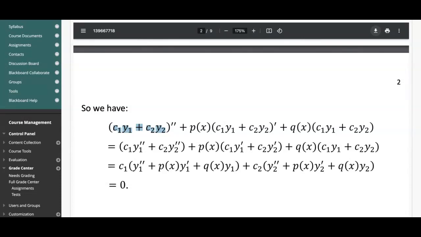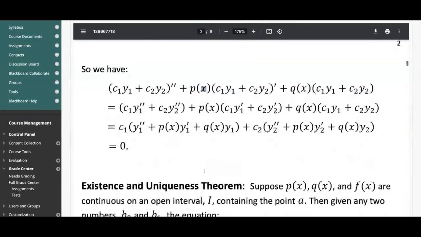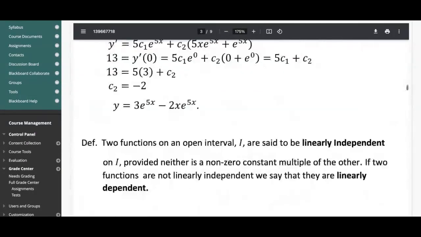Liz is asking, what happens when y1 equals y2? Good question. How did we define linear independency?